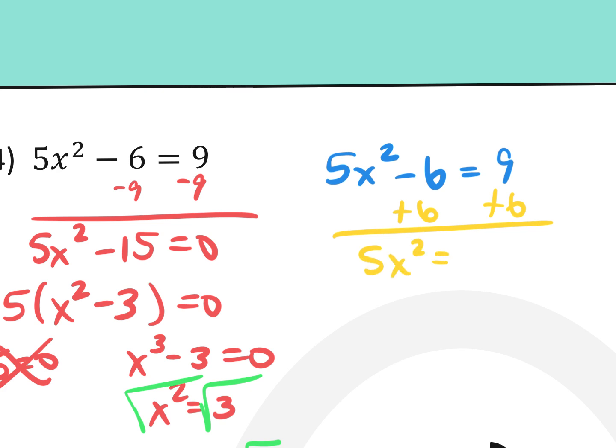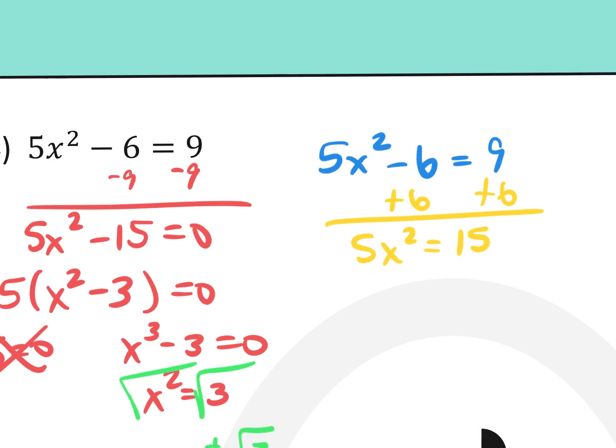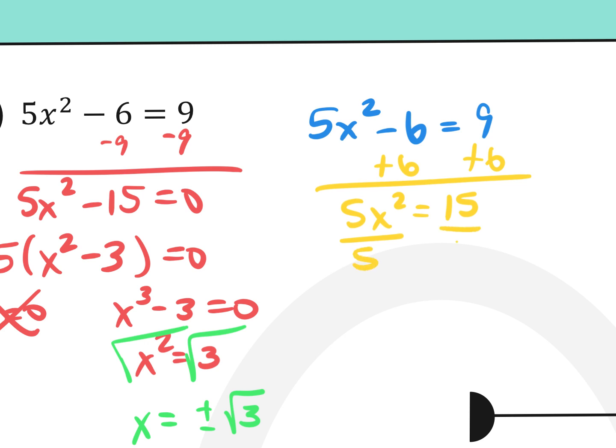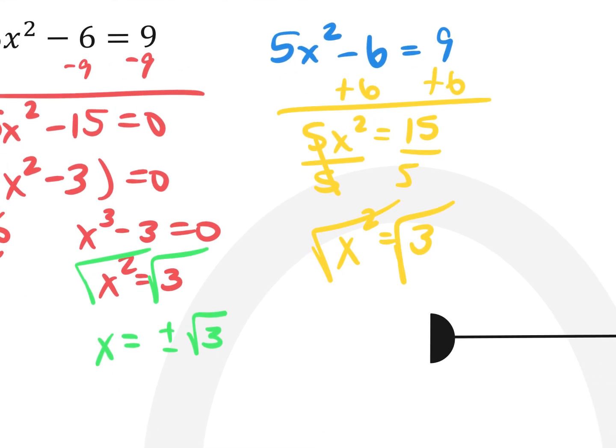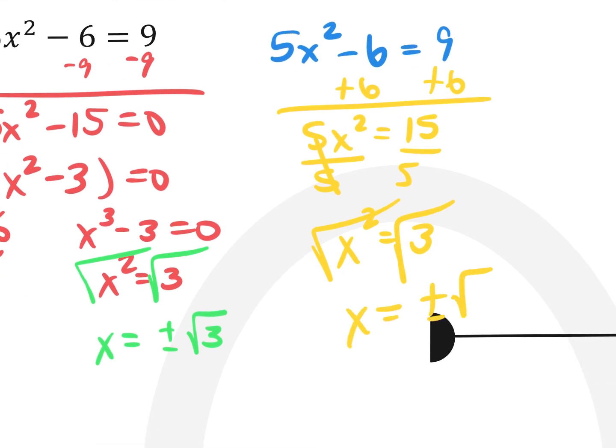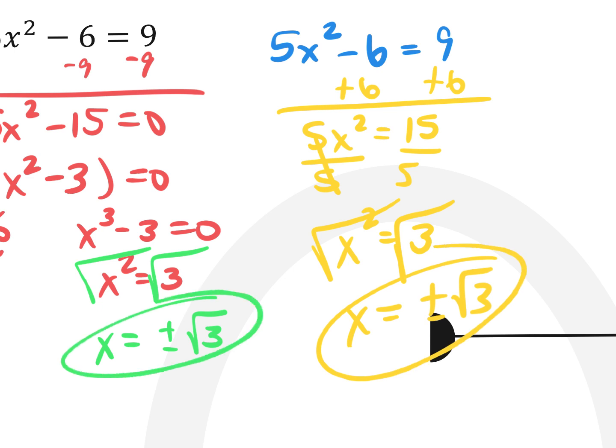5x squared equals how much? 15. Now what? Divide by 5. Good. X squared equals 3. And then what? Take the square root. So x equals plus minus root 3. Did I get the same answer? Yes. Does it algebraically make sense? Yes. So we're good to go. That's fine. Either way.